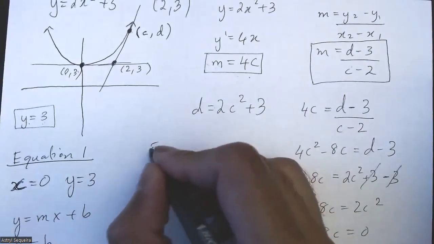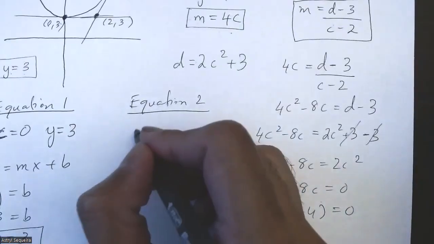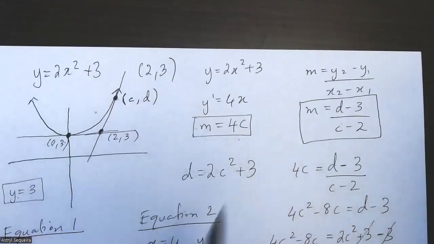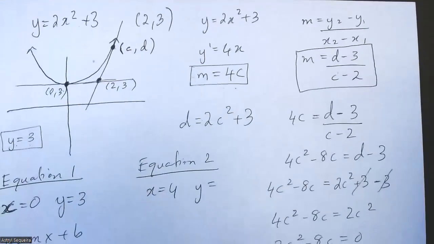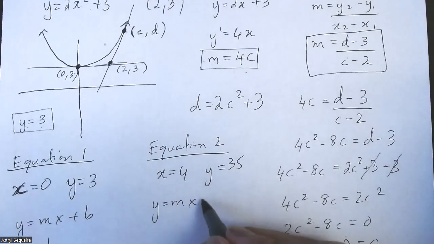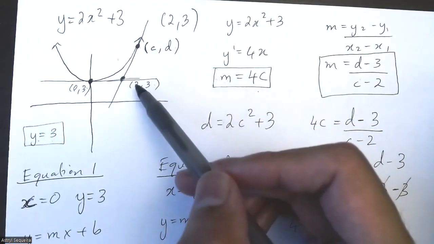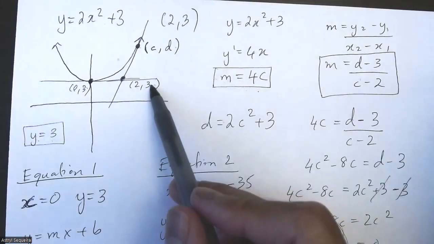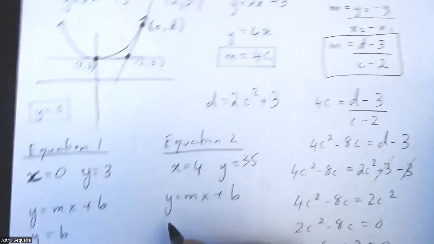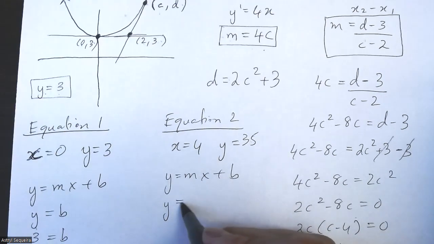Let's do it for the second equation. Equation number 2, I know that the c value is 4, so the x value is 4. I can sub in the x value of 4 into the original equation, and I'll get 2 times 16 plus 3, which is 35. So now I'll go y equals mx plus b. I can find my slope by doing y2 minus y1 over x2 minus x1. So 35 minus 3 is 32, and 4 minus 2 is 2. So 32 divided by 2 is just 16. Again, you should probably write that down on paper, but I'm just doing it mentally.